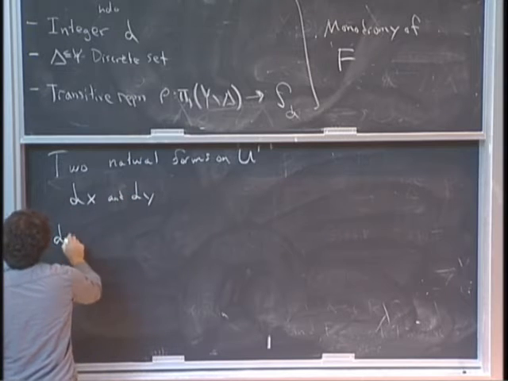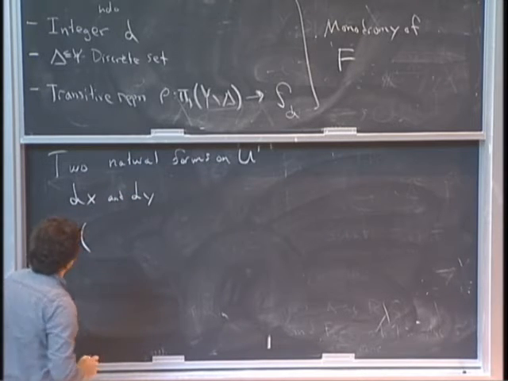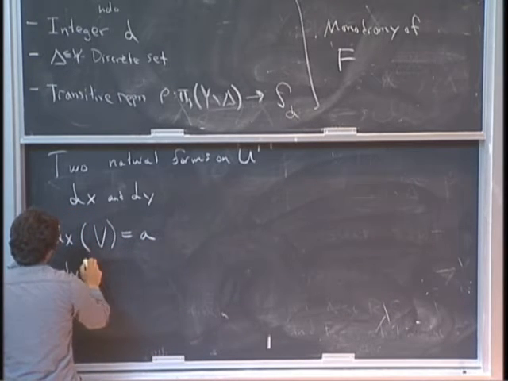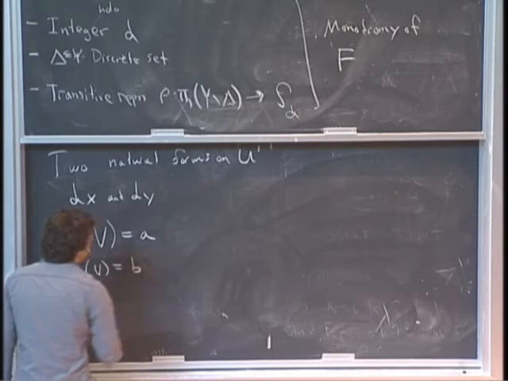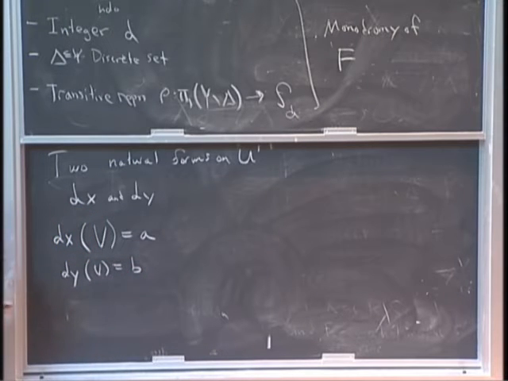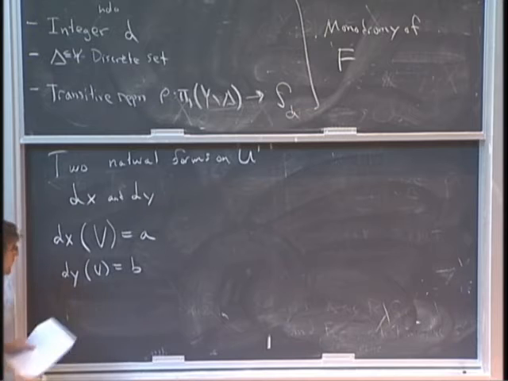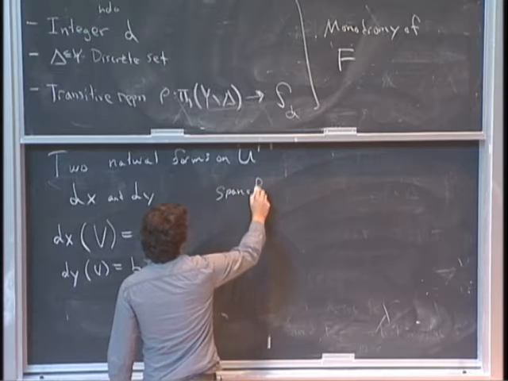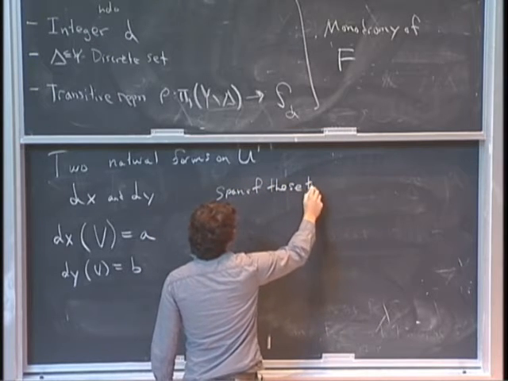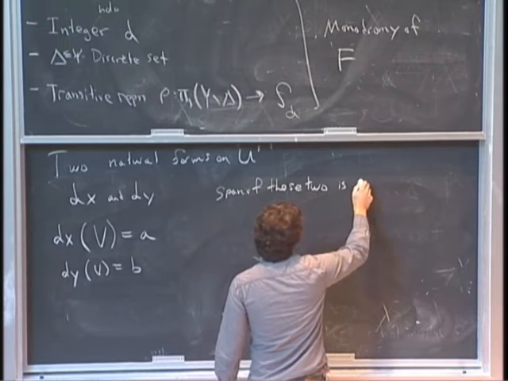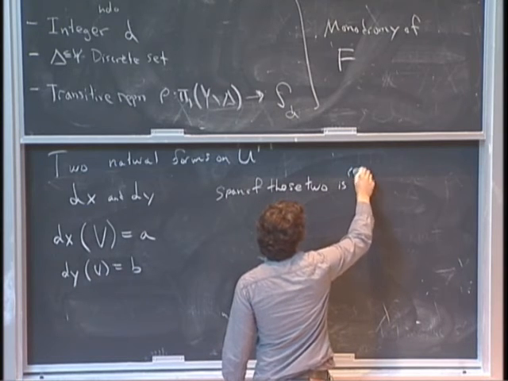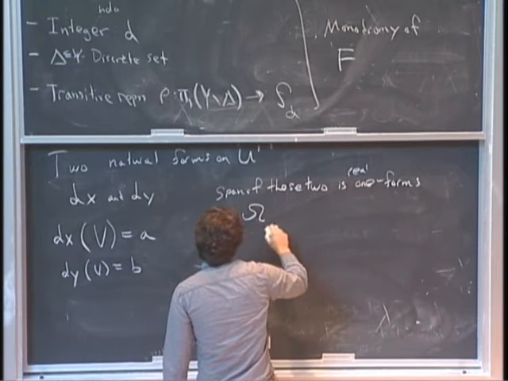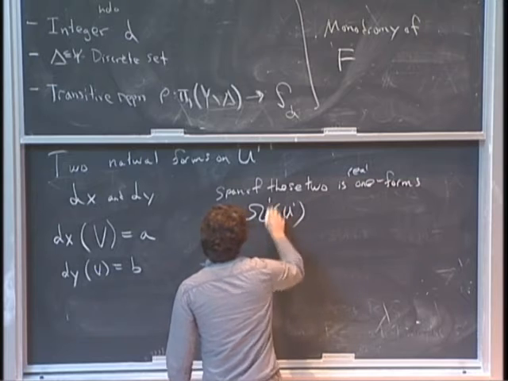And the idea is basically you just think of them as objects that take a vector field v, and this spits out the function a, and they take a vector field v, and they spit out b. And again, we just take the linear span of those, and that's the space of forms. So the span of these guys is the real one forms, omega of U prime. Okay?